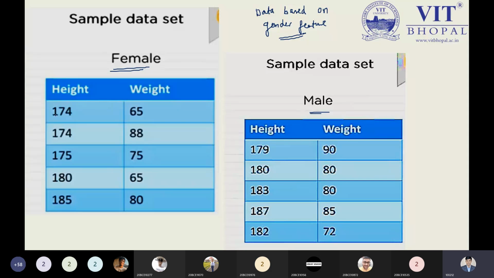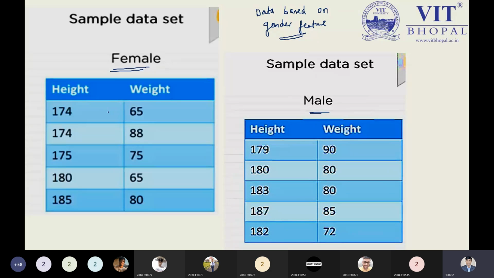We have features, not one feature but multiple features: height and weight. Based on the gender, we are distinguishing, we are classifying the data. So here we have classified data. From this classified data, we will try to depict everything. Now this information is clear.